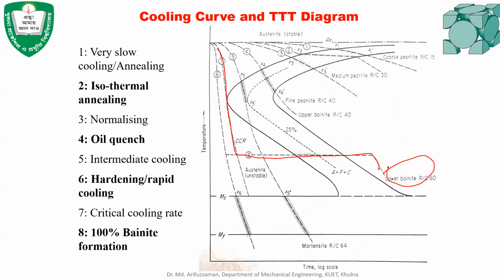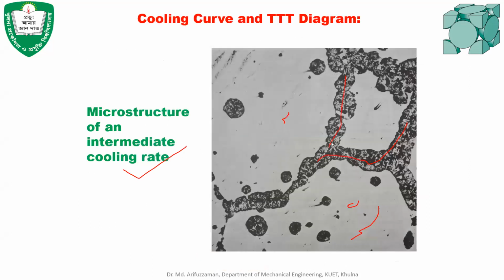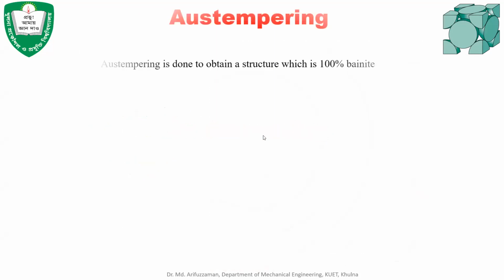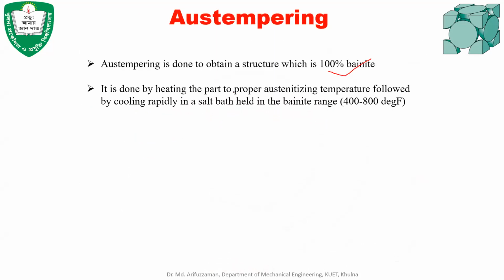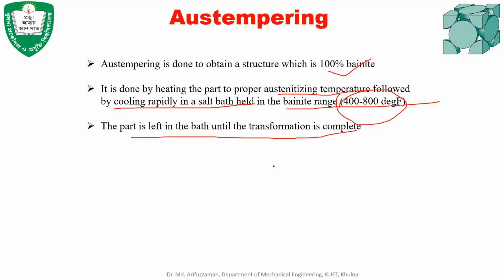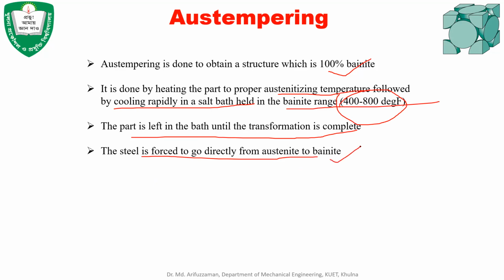If 100% bainite is obtained, that is called austempering. And it is done by heating the part to the proper austenitizing temperature, followed by cooling rapidly in a salt bath held in the bainite range. Okay, you keep it in the bainitic range, then transformation will take place. And the part is left in the bath until the transformation is complete, and the steel is forced to go directly from austenite to bainite. There is no other product, only bainite will be obtained.